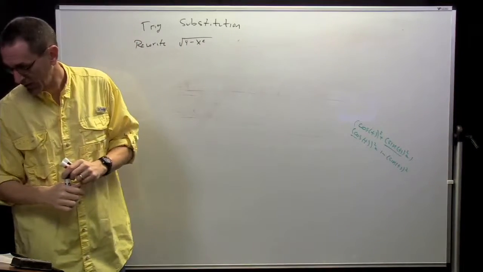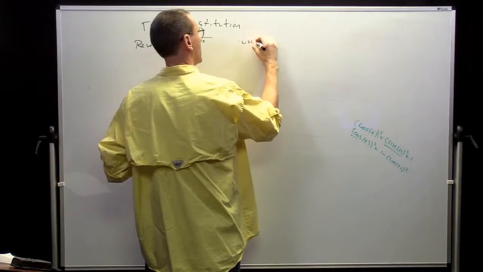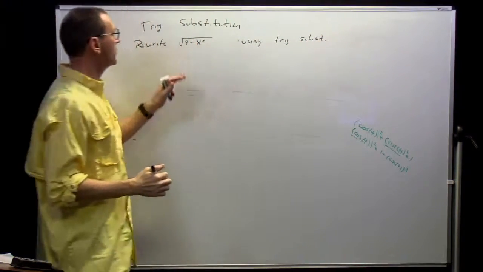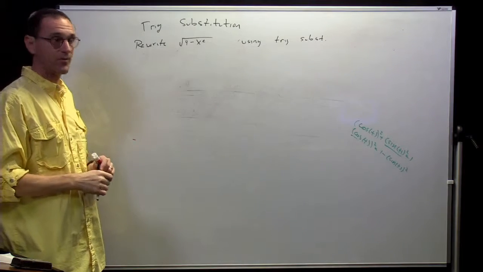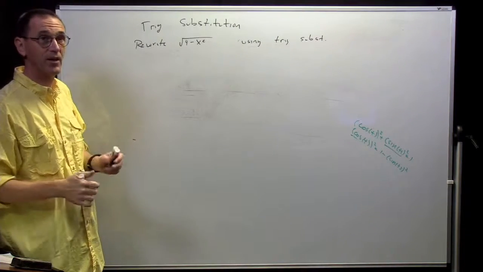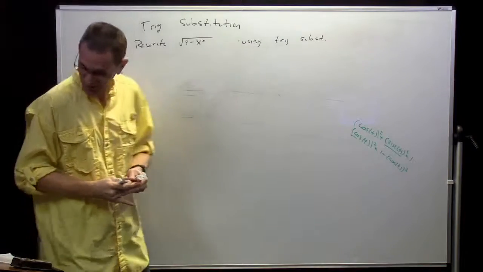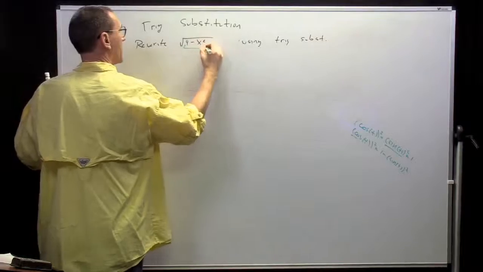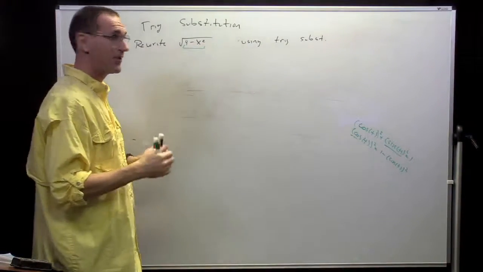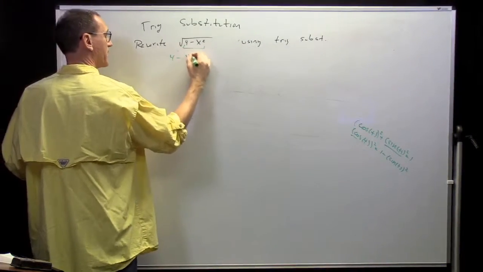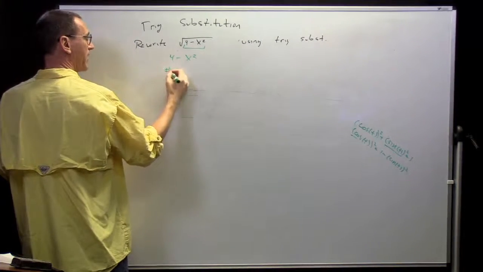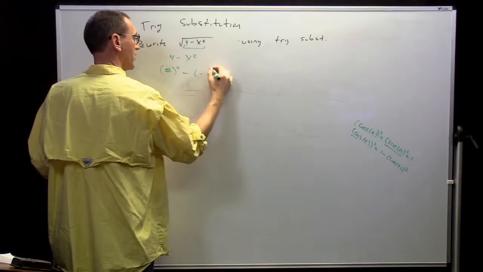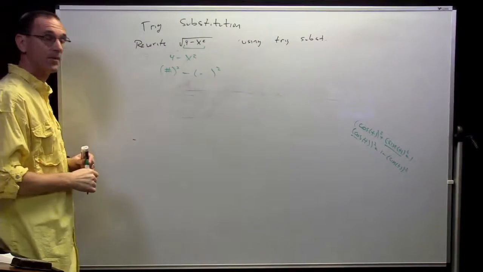So I'm going to take this expression and I want to write it as a new expression so that there's no square root. Sometimes that square root gets in the way, and I don't like that. I want to get rid of it. And so here's the thing. I'm going to focus on the inside of the square root. On the inside of the square root, what do I have? I've got 4 minus x squared. I can think of that as some number, in this case 2 squared, minus a variable squared.